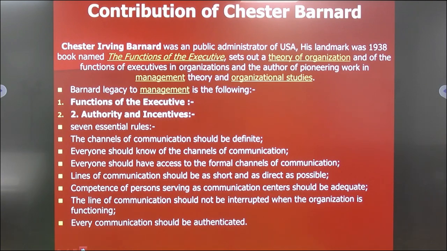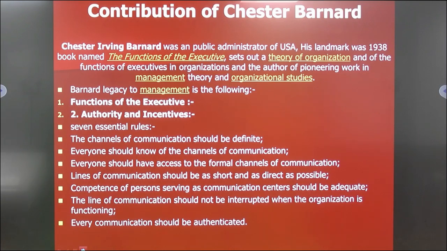Learners, Bernard's legacy to management are these kinds of things. Please see the screen. Number one, functions of the executive. Number two, authority and incentive. As far as functions of the executive are concerned, to maintain elements of effectiveness and efficiency, Bernard described the function of the executive in his classical book, The Functions of the Executive, in 1938.